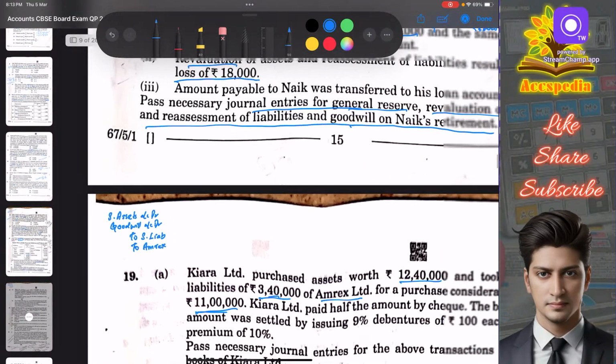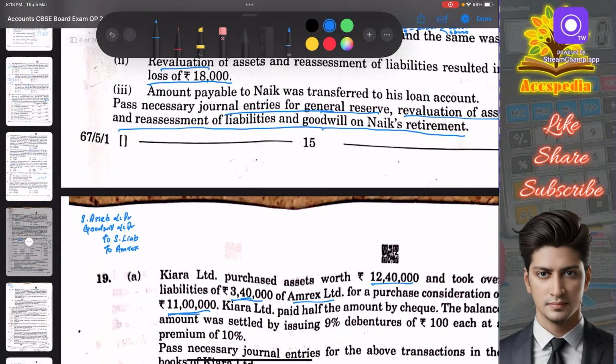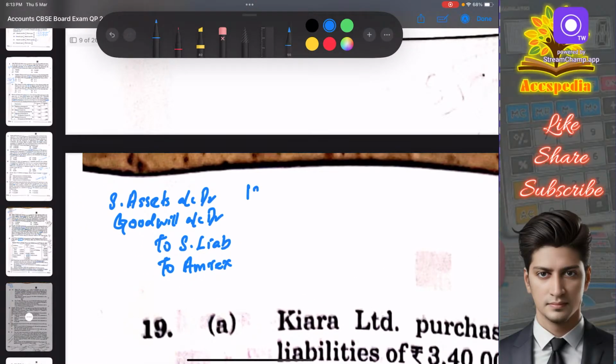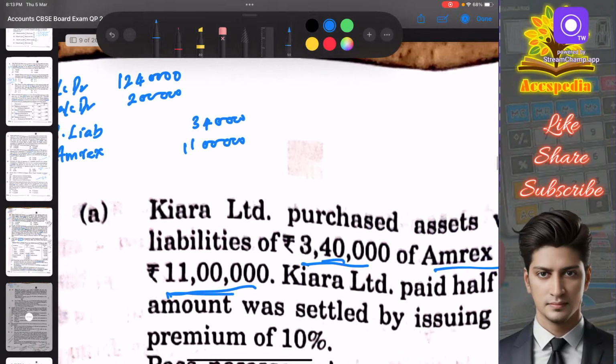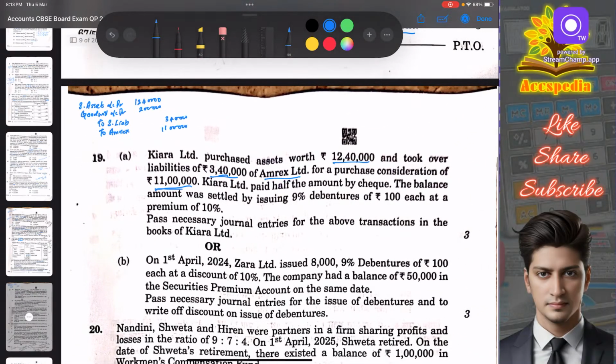Okay, and 12 lakh 40, 3 lakh 40, 11 lakh. It is 12 lakh 40, this is 3 lakh 40, and the purchase consideration is 11 lakh, and the difference is 2 lakh, so 14 lakh 40, sorry, 14 lakh 40, and we are going to settle this 11 lakh by issuing 9% debentures of 100 each at a premium. So 110 is the issue price.